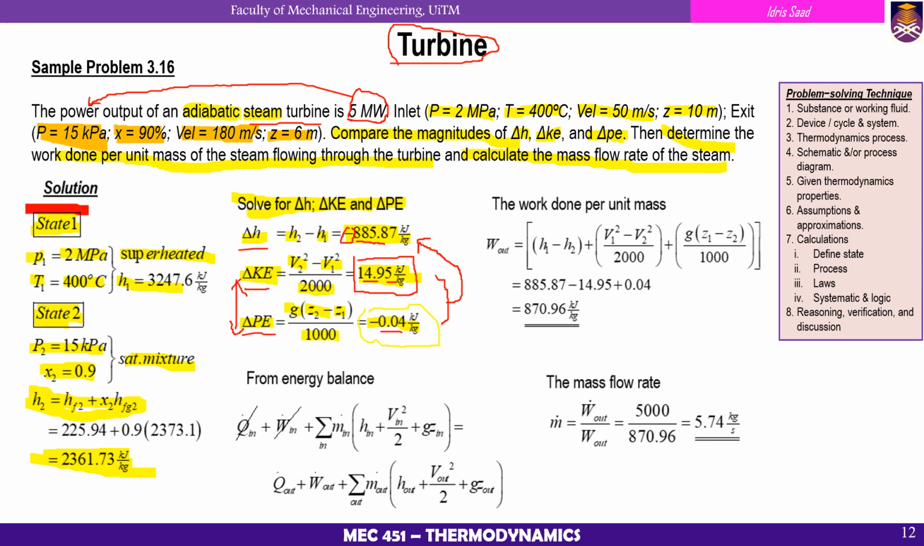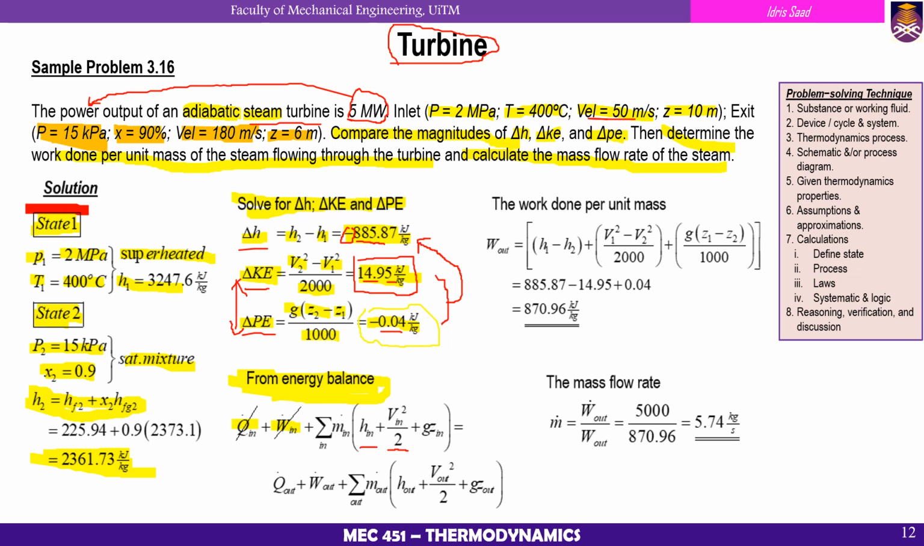Okay, so the next question says to determine the work done. The work done basically comes from the energy balance equation. So from our energy balance equation, Q dot in we cancel out, work dot in we cancel out. Okay, so we have mass flow rate, and then we do have H in. Now how about the velocity in power of 2 divided by 2, which is the kinetic energy? We cannot cancel it out because the question says it has a value. We can cancel it if the question doesn't say anything.